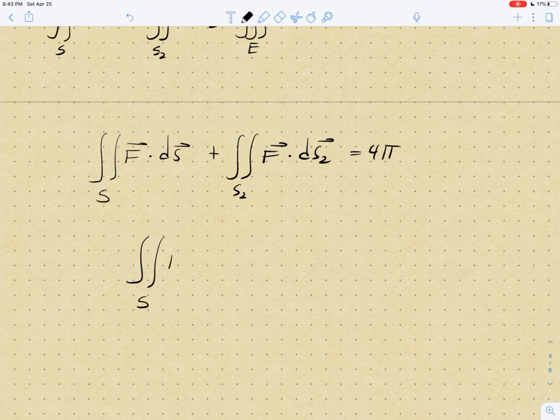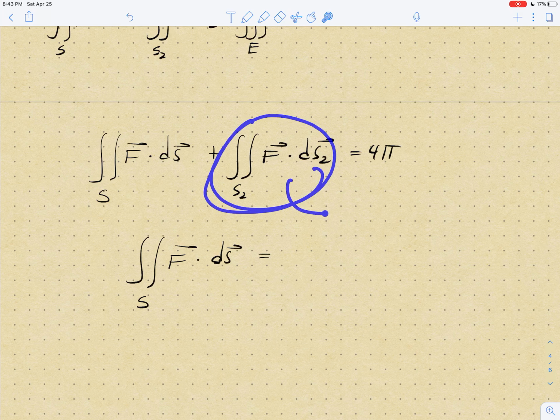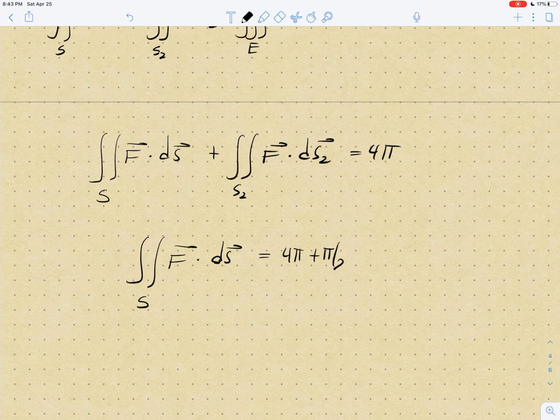And so that means that the surface integral over S of F dot dS, this is the part of the top half of the unit sphere, it's the part that we were asked to compute. This is going to be what? Negative pi halves, move it over, becomes pi halves. So 4 pi plus pi halves, which is just 9 pi halves, and we've got it.